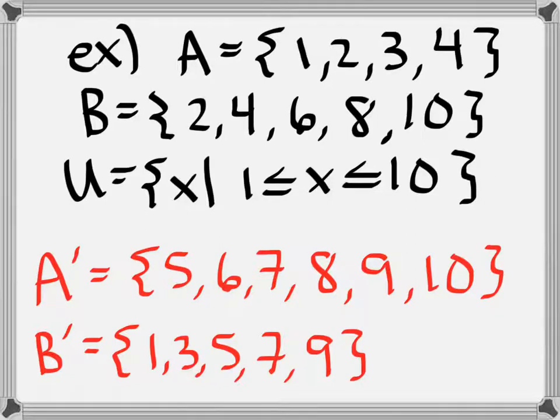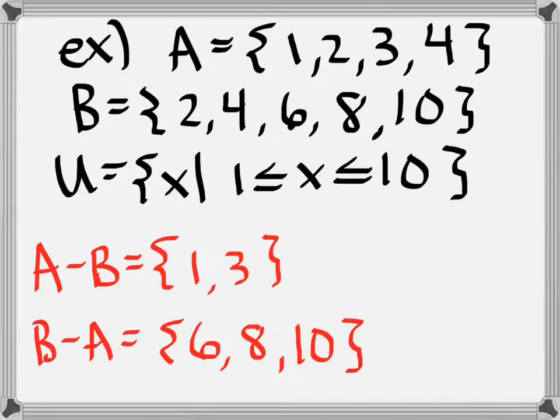B complement, again, this set consists of all of the elements not in B, and so we take all the numbers that we see, which is our universe, and we want to only consider the ones not in the set B. So for instance, B complement consists of the elements 1, 3, 5, 7, and 9.